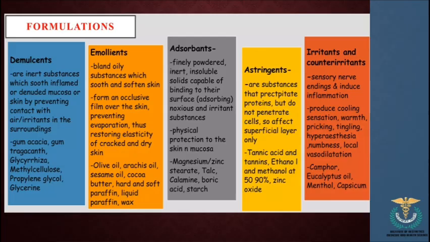Absorbents are finely powdered, inert, insoluble solids capable of binding to their surface, giving physical protection to the skin and mucosa: magnesium, talc, calamine, boric acid, starch. Astringents are substances that precipitate proteins but do not penetrate cells, so they affect superficial layers only: tannic acid and tannins, menthol at 50 to 90%, zinc oxide. And irritants and counter-irritants stimulate sensory nerve endings and induce inflammation, producing cooling sensation, warmth, pricking, tingling, hyperesthesia, numbness, and local vasodilation: camphor, eucalyptus oil, menthol, capsicum.